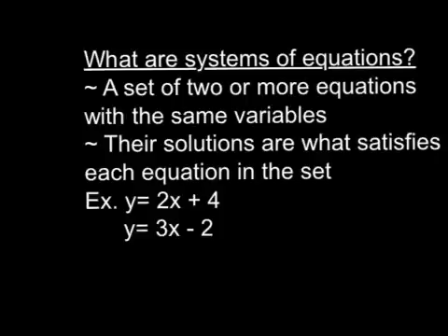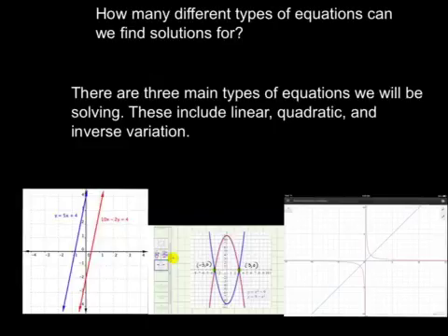What are systems of equations? A set of two or more equations with the same variables. Their solutions are what satisfies each equation in the set. Example, y equals 2x plus 4 and y equals 3x minus 2. So there are three main types of equations we will be solving today, and these include linear, quadratic, and inverse variation equations.